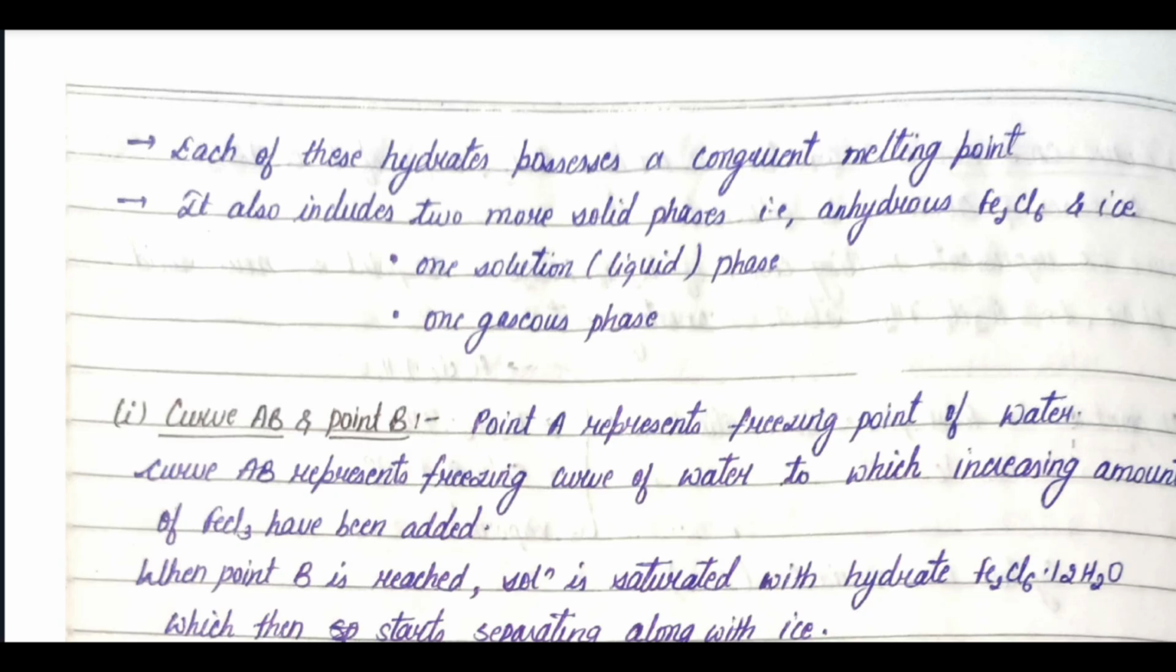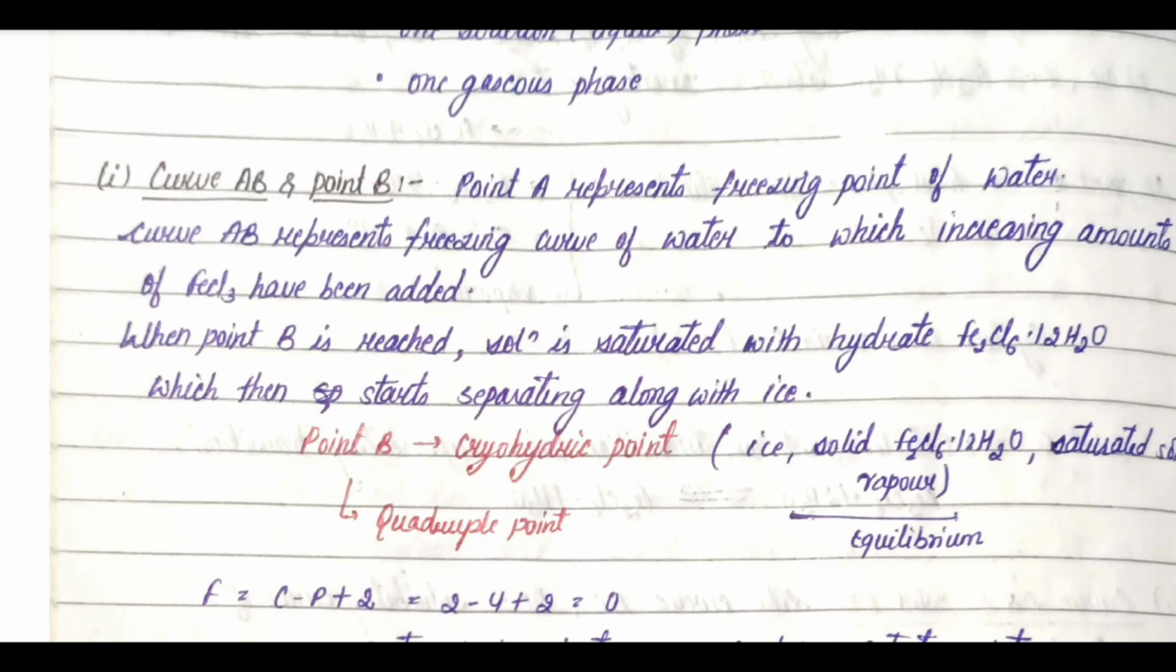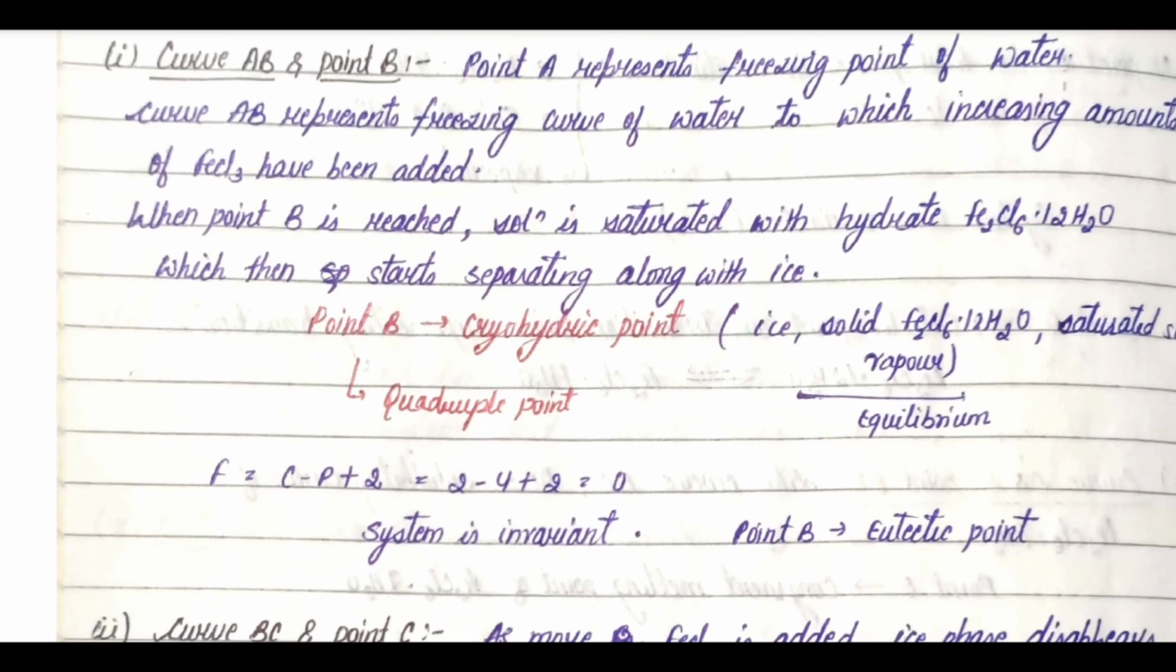It also includes two more solid phases, that is anhydrous Fe2Cl6 and ice, one solution phase and one gaseous phase. First, curve AB and point B. Point A represents freezing point of water. Curve AB represents freezing curve of water to which increasing amounts of FeCl3 have been added.